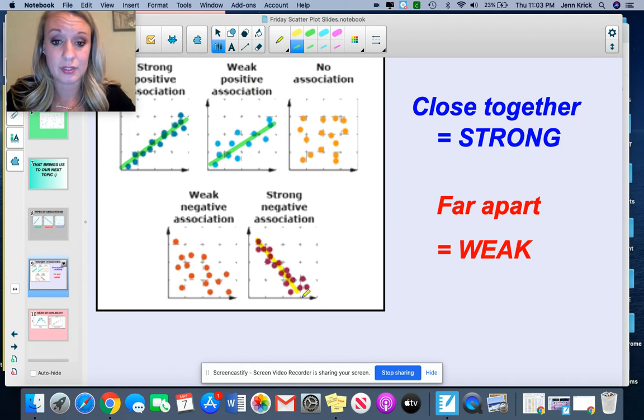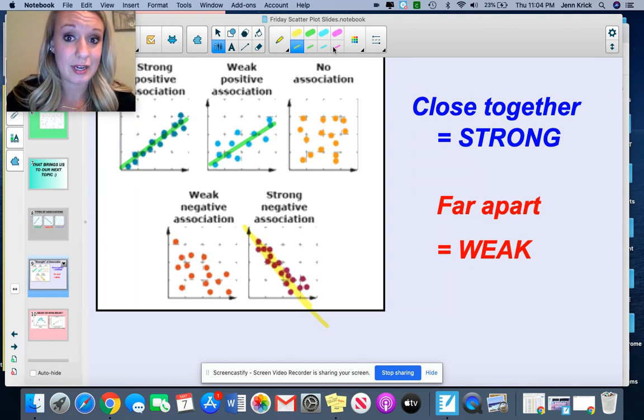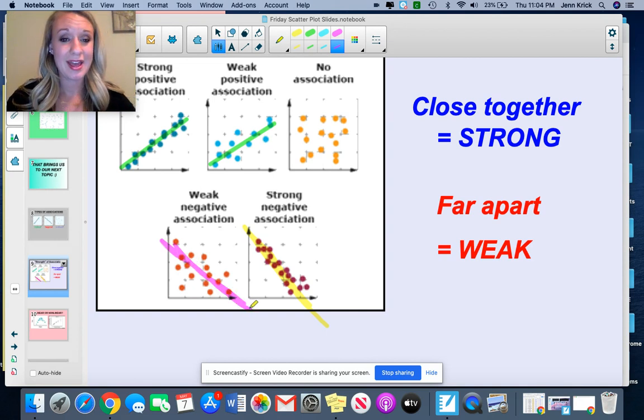These guys down here, let's start with the strong one. I can tell that these are going down, and then there's my line of best fit. Those data points are very close together, so that's going to be a strong negative association. Negative because it's going down, strong because your dots are very close together. Now, these guys here, you can still see that they're going down, like that magenta line here would be my line of best fit, but they're a little bit further apart, so that would be weaker.